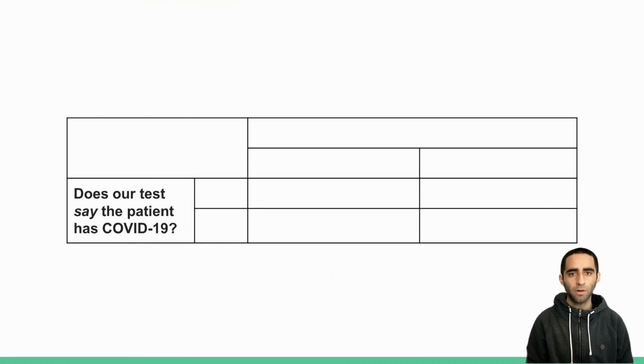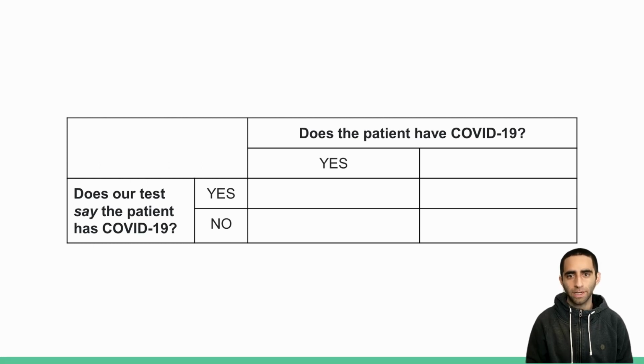There are two possible outcomes of a COVID-19 diagnostic test. Either the test will say that the patient has COVID-19, or the test will say that the patient does not have COVID-19. Similarly, there are two possible realities for the patient. Either the patient has COVID-19, or the patient does not have COVID-19. If our test says that the patient has COVID-19, in other words, the test is positive, and the patient actually does have COVID-19, we would call that a true positive.